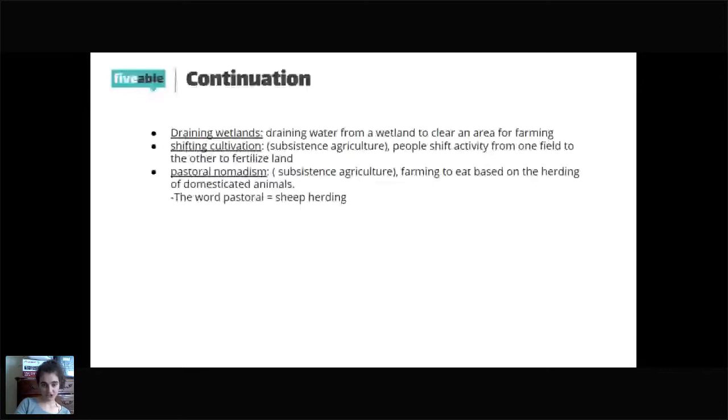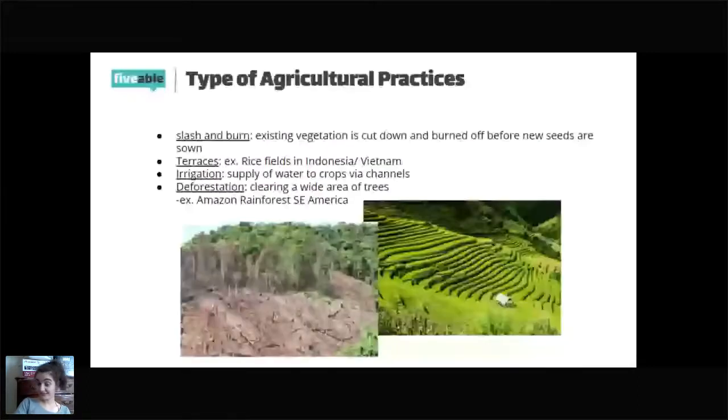So this is a continuation of the other one, draining wetlands. Do you guys know what draining wetlands are? Have you heard of them before? Are you familiar maybe with the concept or this practice?